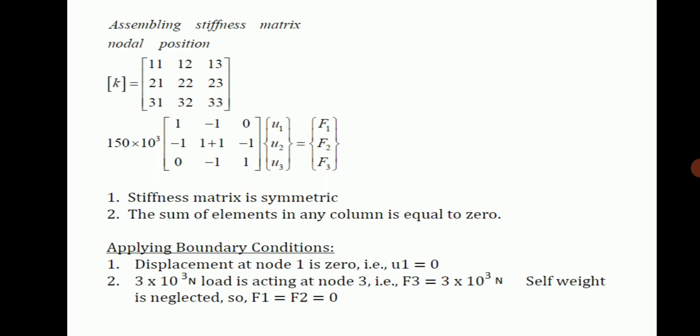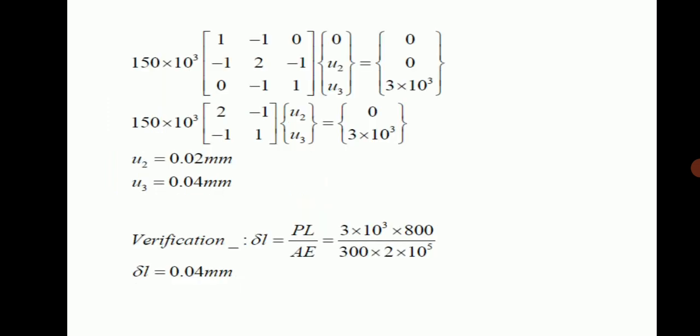Then we want to apply these values in the assembled equation. When we are substituting the values in the assembled equation, u1 we substitute as 0. We want to find u2 and u3 only. When solving this equation, at last we get the answer: displacement at node 2, u2, is 0.02 mm and displacement at node 3, u3, is equal to 0.04 mm.